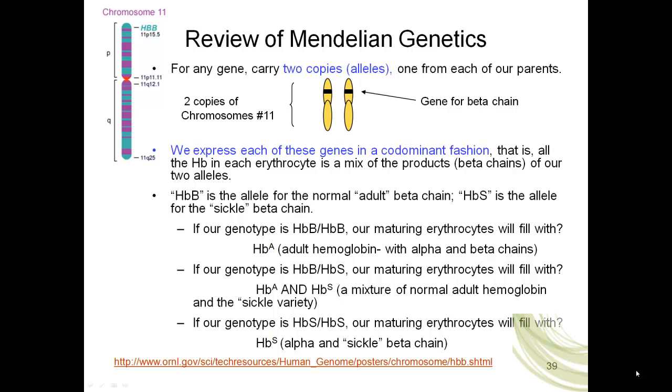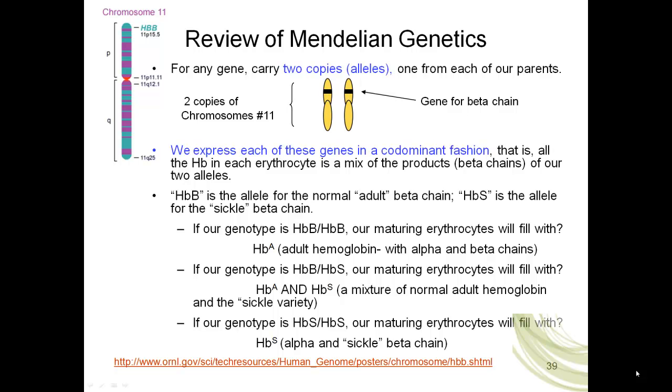So our genotype, as shown in the first dash, is if our genotype is HBB and HBB, then our mature erythrocytes would be filled with properly made adult hemoglobin. But if our genotype is HBB and HBS, then we are going to get a mixture of hemoglobin. We still have one functional gene and one mutated gene. So we would have a red blood cell that would have both normal adult hemoglobin as well as the sickled type of hemoglobin. It'd be a mixture. And clearly, that person would have fewer problems, right?